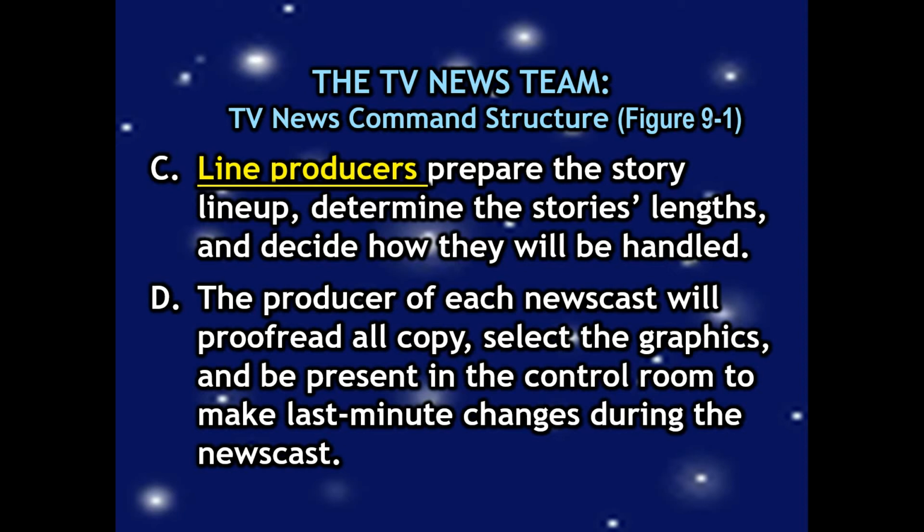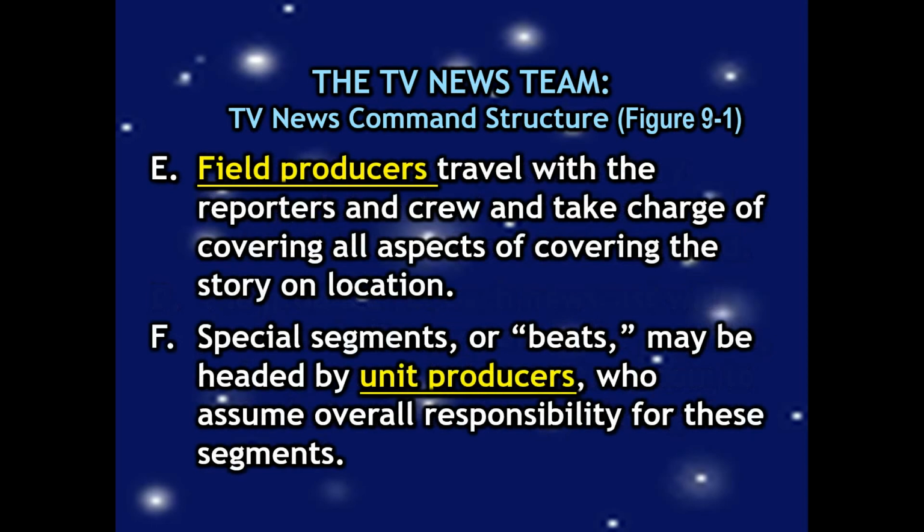Line producers prepare the story lineup. They determine the story's lengths and decide how the stories will be handled. The producer of each newscast will proofread all copy, select graphics, and be present in the control room to make last-minute changes during the newscast. So there is a producer for each newscast that happens or each part of the news day. So you'll have a morning producer, a noon producer, a 6 p.m. producer, an 11 p.m. producer.